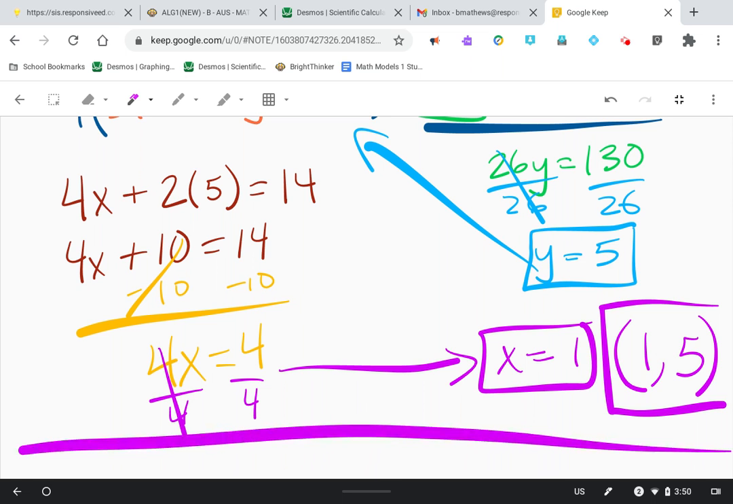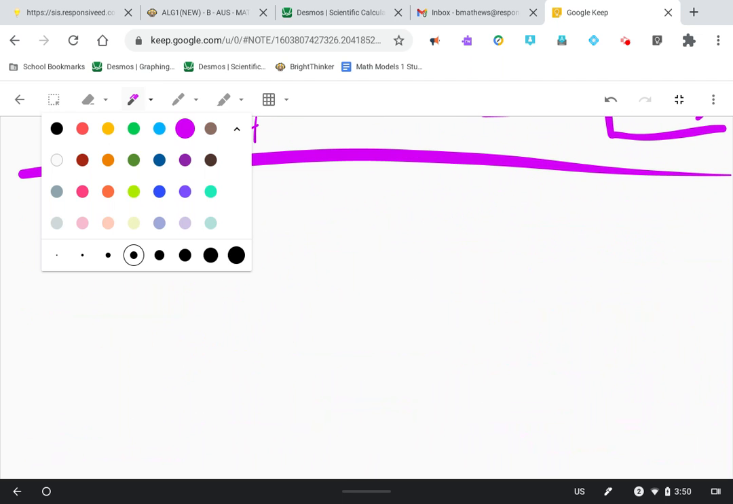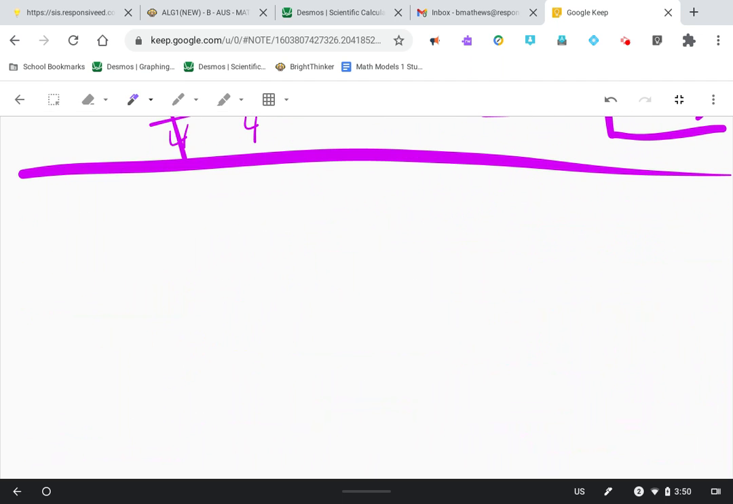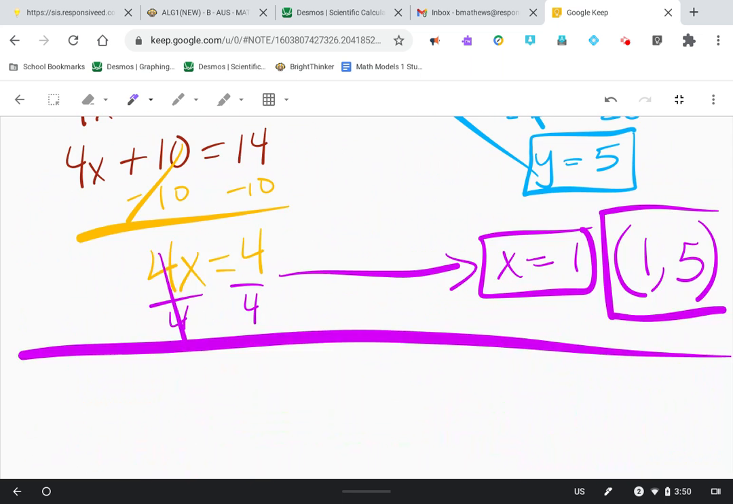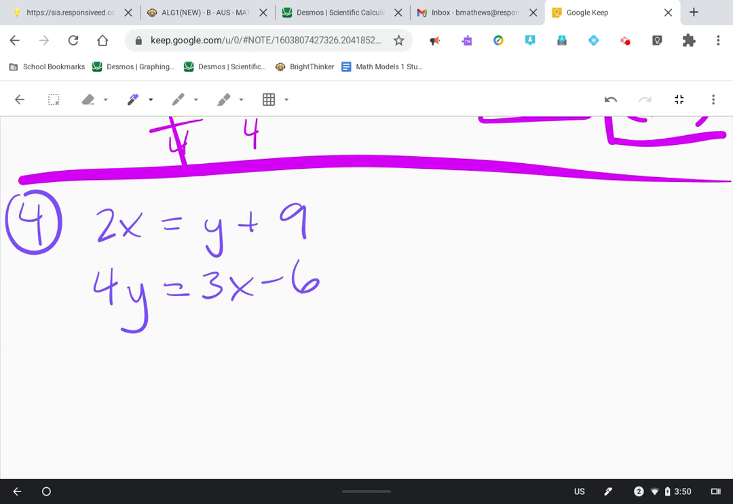All right, let's see. I don't want to do too many examples because I think this hopefully will be getting into your head by now. Let's do one more where we have to do some rearranging. So let's say I have the following. 2x equals y plus 9 and 4y equals 3x minus 6.